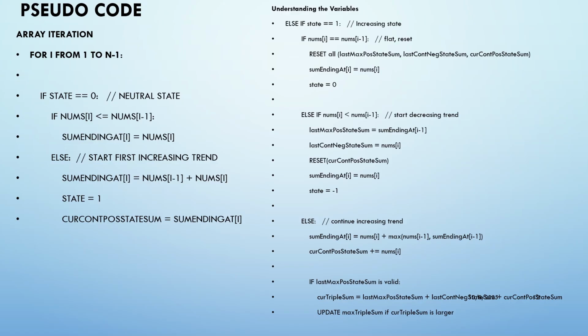Now coming to the increasing state. Let's say you are already in the increasing state. Now you come across the same element, which means you are going into the neutral state. So whatever part of your trionic subarray you have found so far will not make any sense. So you have to reset everything. You will reset all the segment sums to minus infinite to indicate that you are now in the neutral state. You have to start fresh. You will make the state 0 to indicate you are now at the neutral state. And since you are at the neutral state, the sum ending at i will be the same as the array element, which is nums i.